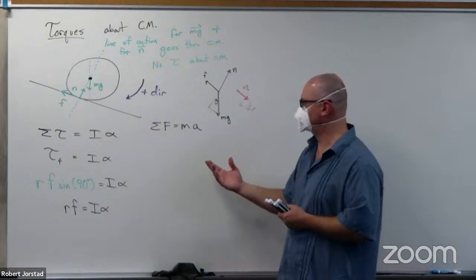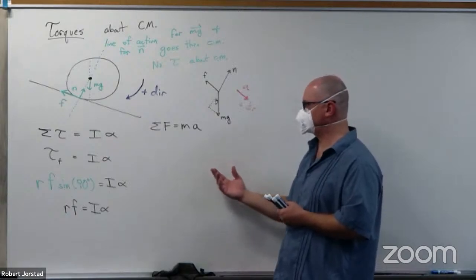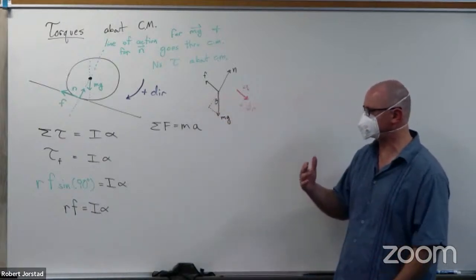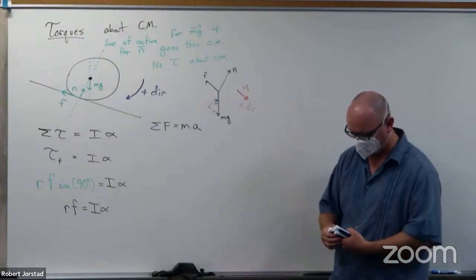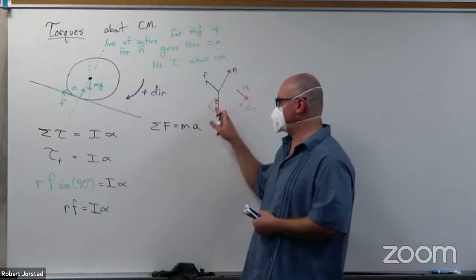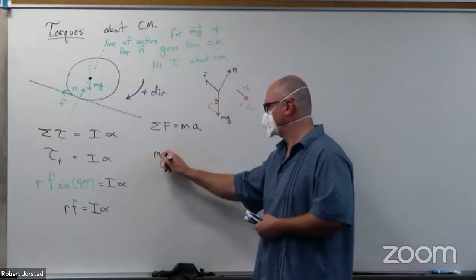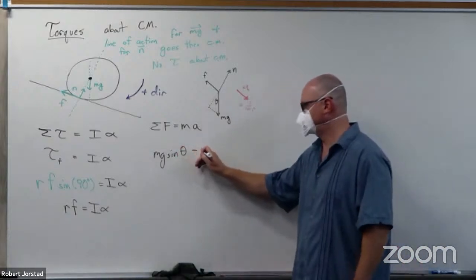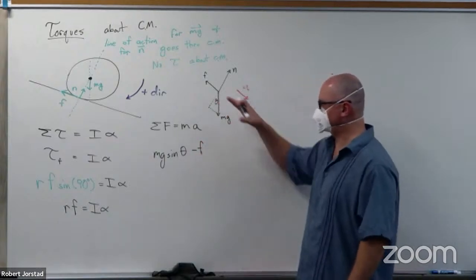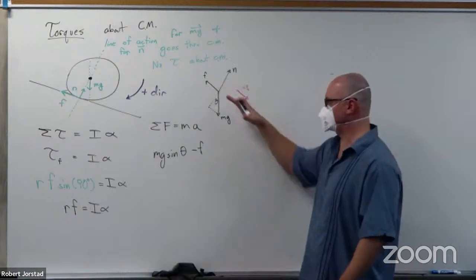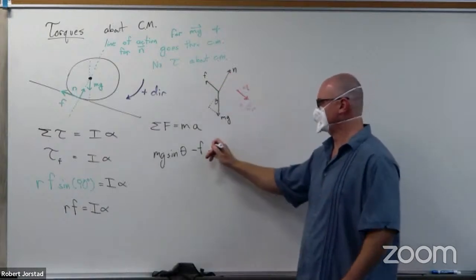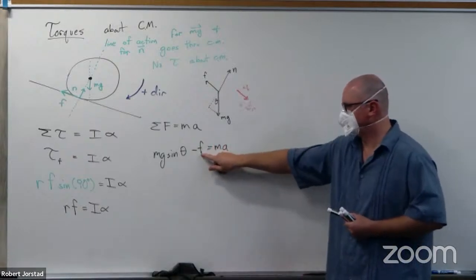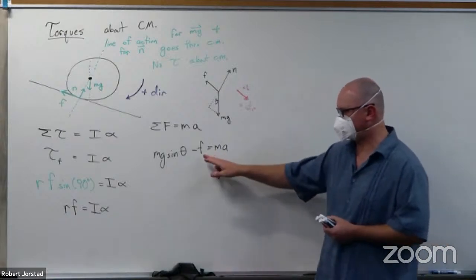In this case, what is one force in the direction of the acceleration? Give me one force in the direction of A. mg sine theta. What's one force that's opposite the acceleration? Are there any other forces parallel to the plane? No. All this equals? At this point, could we solve this equation for F?